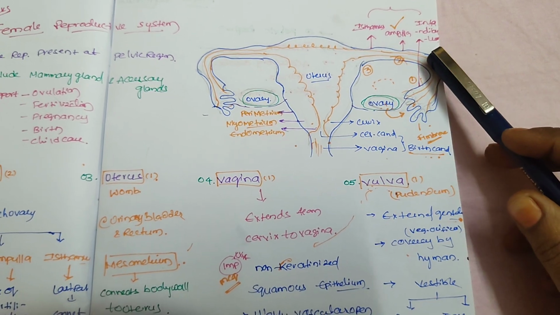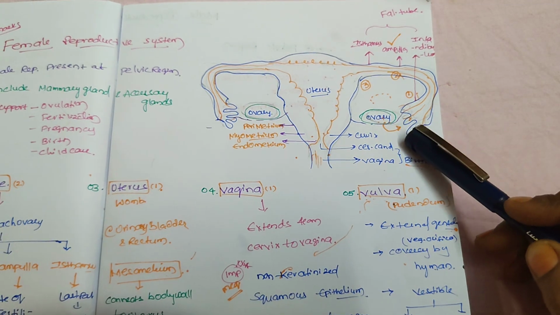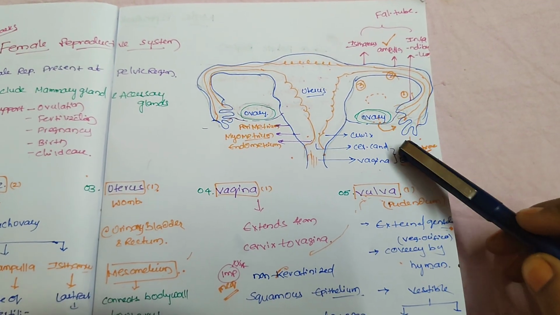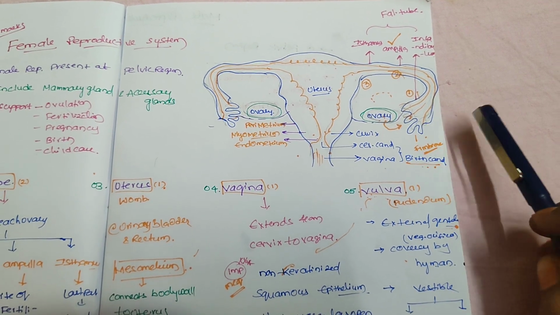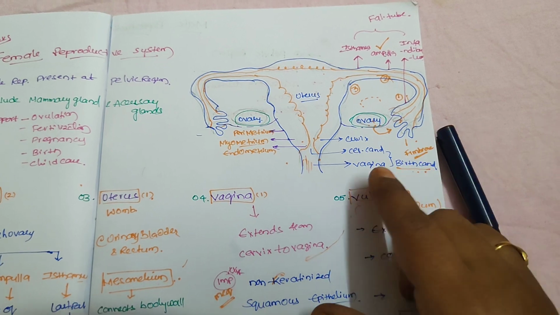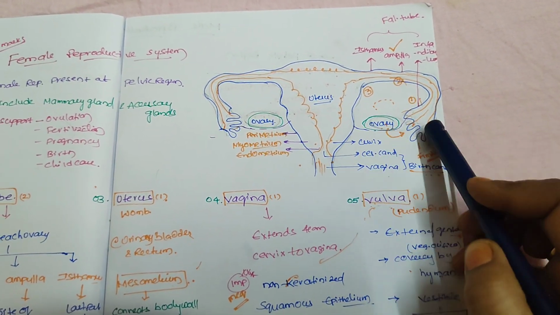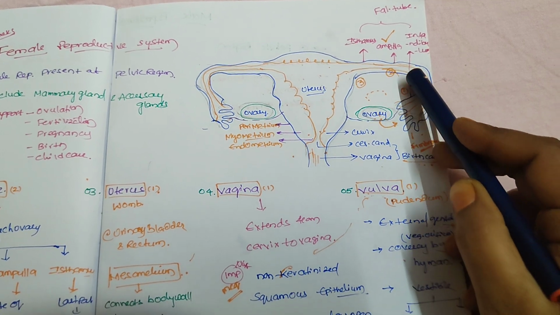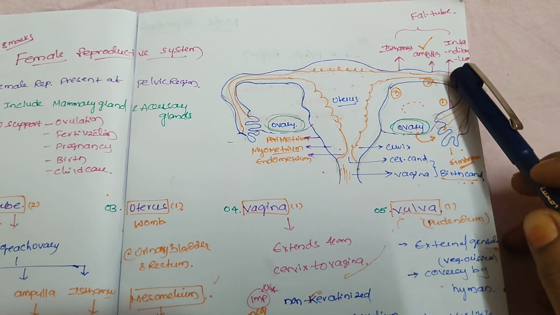So here first infundibulum. Infundibulum has finger-like projections, funnel-like projections, that are called fimbriae. So what is the function of fimbriae? To suction the egg, ova from the ovaries. So this fimbriae will collect the egg from the ovary and send it to the ampulla region. So the second part of the fallopian tube is ampulla.